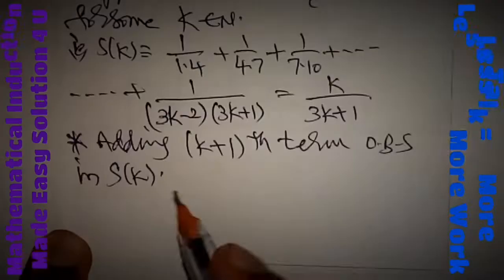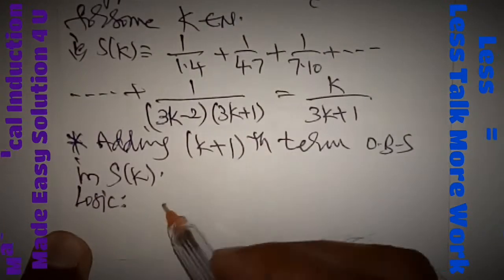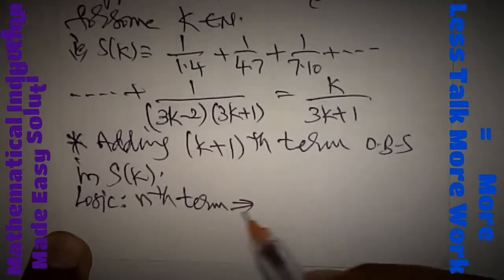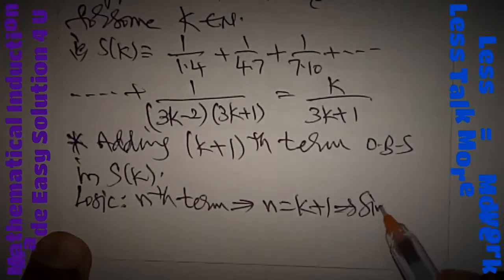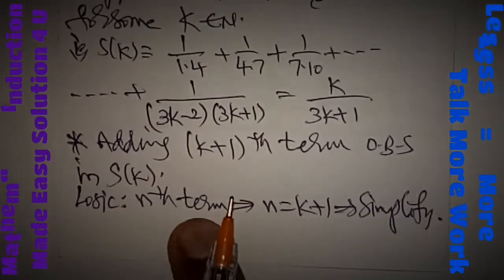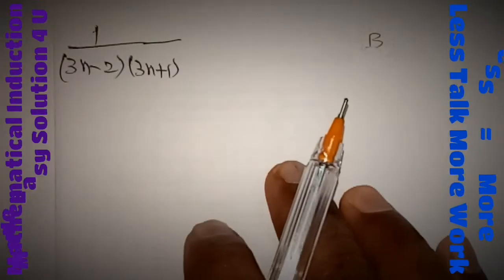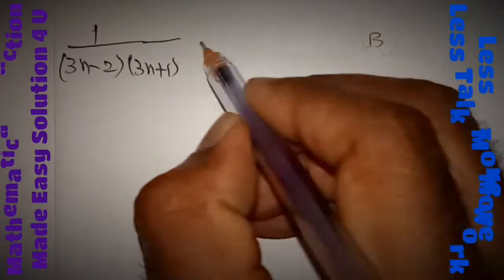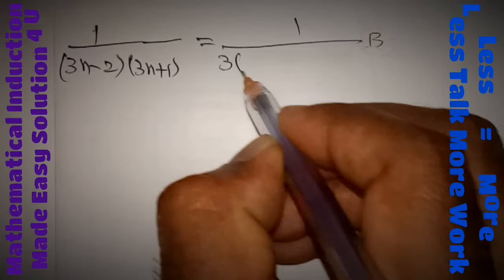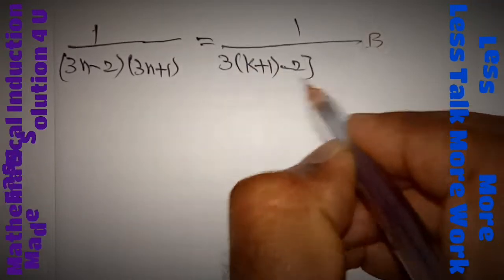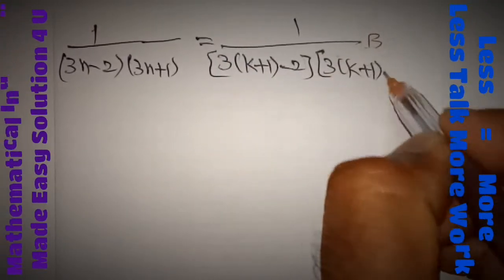How to get the nth term? I will tell you my logic. Take the nth term, substitute n is equal to k plus 1 and simplify. The nth term is 1 by (3n minus 2) into (3n plus 1). Here we want to substitute n is equal to k plus 1, that is 1 by (3 into (k plus 1) minus 2) into (3 into (k plus 1) plus 1).